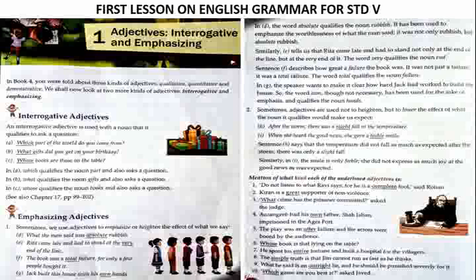Your first topic is adjectives: interrogative and emphasizing. All of you know that adjectives are words that modify or describe people, places, things or ideas. In other words, adjectives modify nouns, or you can say adjectives answer questions like which one, what kind or how many. In book 4, you were told about 3 kinds of adjectives.